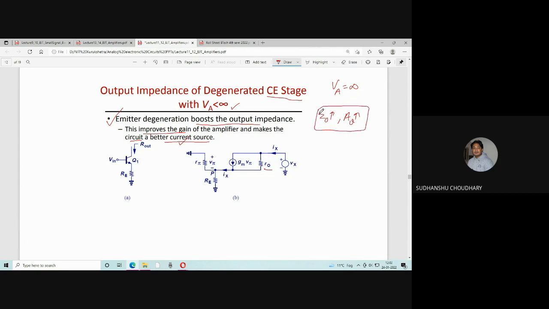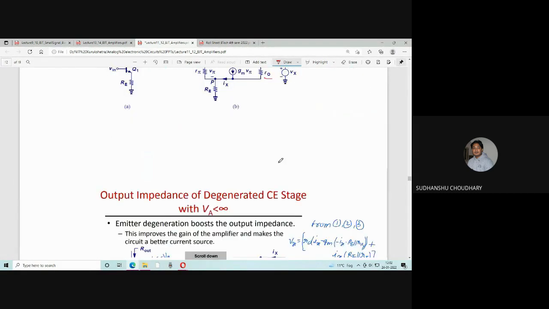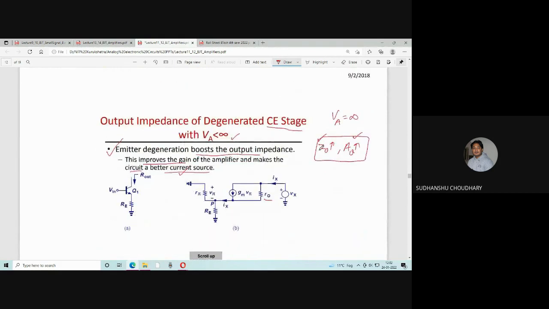For this, we have to again perform analysis on this circuit. To know how the output impedance increases and how the gain is increasing, we need to find out the gain and output impedance of this circuit with R naught. So let us do that analysis. For finding the output impedance, you short the input to ground and connect a voltage source and a current at the output. Then we have to calculate the Vx by Ix ratio, as we had done earlier also. So let us do that.